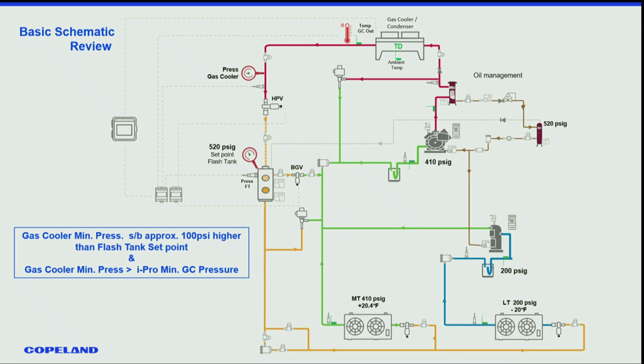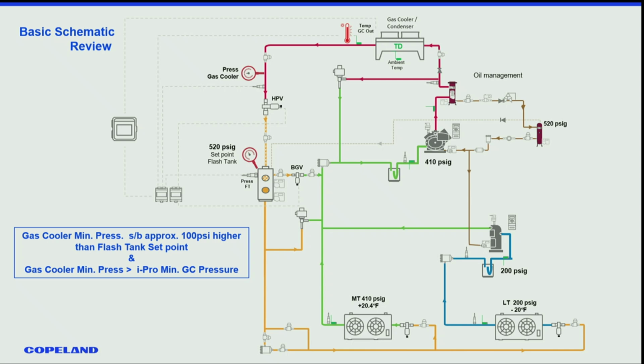What's even more important, our minimum gas cooler pressure, that's 620, let's say, needs to be greater than our iPro high pressure control minimum pressure. If they're reversed, you're going to be chasing your tail. So what I'm saying is this is 620, this is 520. This valve also has a set point that's controlled by the iPro. It needs to be between those two.